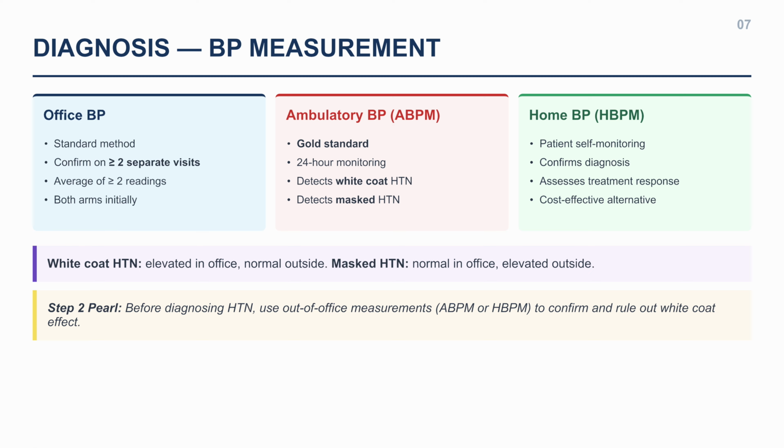Second, ambulatory blood pressure monitoring, or ABPM. This is the gold standard. It uses a 24-hour monitor to detect white coat hypertension and masked hypertension. Third, home blood pressure monitoring, or HBPM. Patients measure their own blood pressure at home.